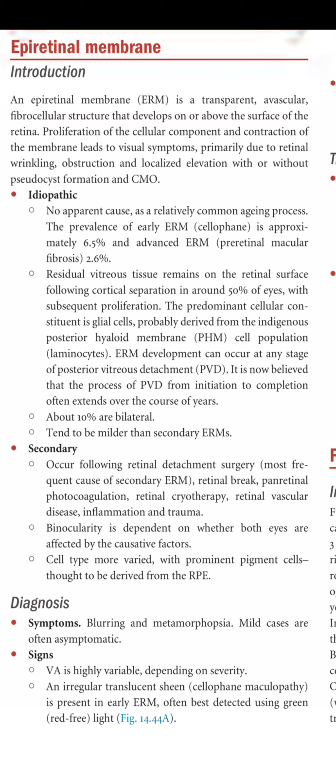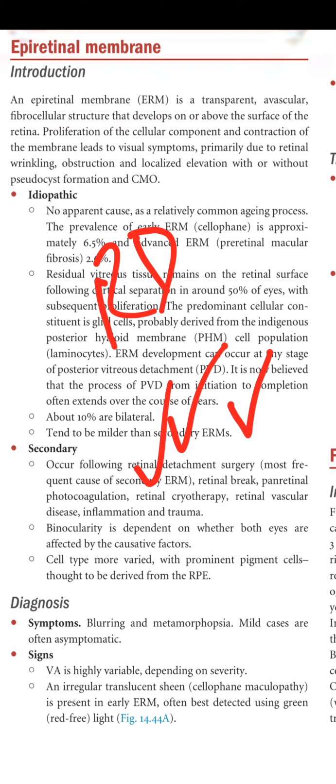Secondary causes occur following retinal detachment surgery, the most frequent cause of a secondary ERM. So most of the time it occurs after retinal detachment surgery. Retinal break can cause ERM formation, as can panretinal photocoagulation, retinal cryotherapy, retinal vascular disease, inflammation, and trauma. Binocularity is dependent on whether both eyes are affected by the causative factor. Cell type is most varied, with predominant pigment cells thought to be derived from the RPE.